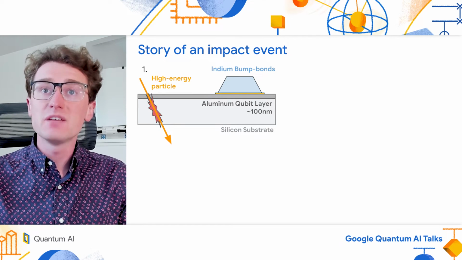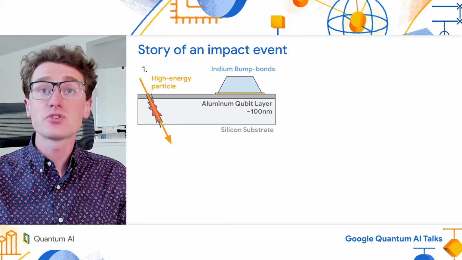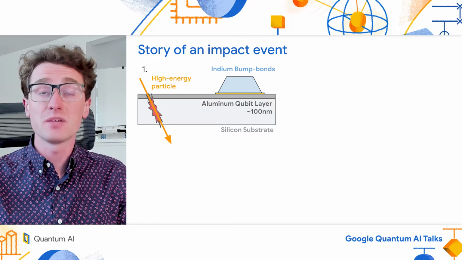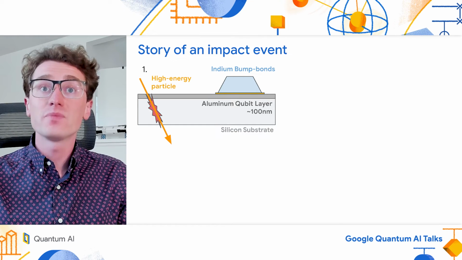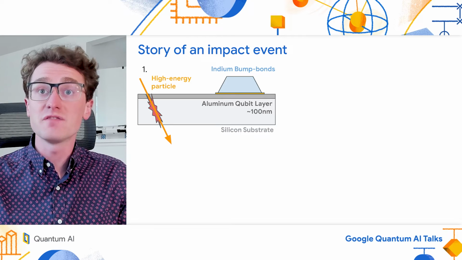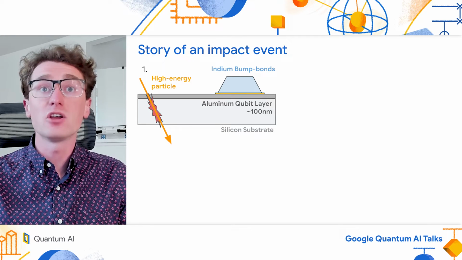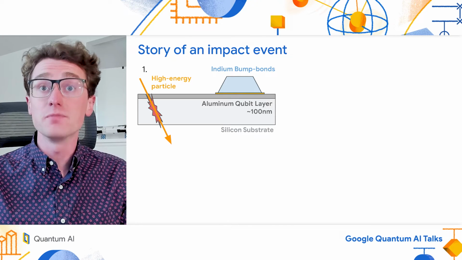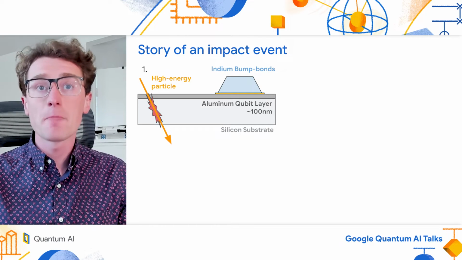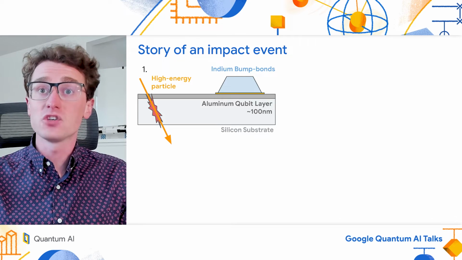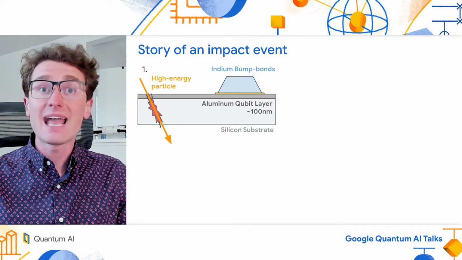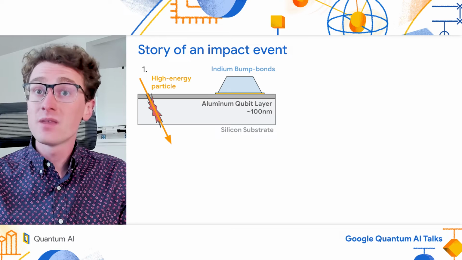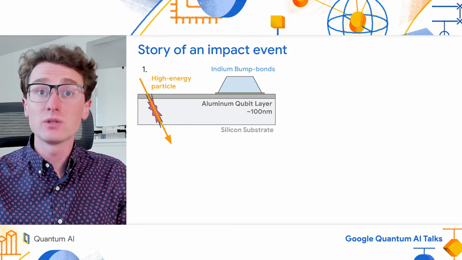So for the story of an impact event, when a particle passes through the chip, it deposits a lot of energy in the substrate where it impacts. Now, there's some rich physics in the initial stages of the impact chain that I'm going to gloss over, depending on the kind of particle that arrives. But generally, the energy is distributed between free charges and phonons. And I'm going to focus on the phonon part of the chain from here on out, because something like 80% of the energy ends up in phonons, and also because they're what's most important for the resulting error in our device.